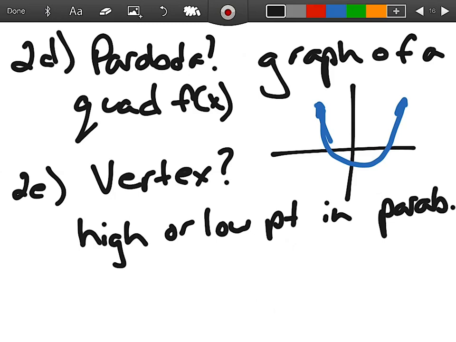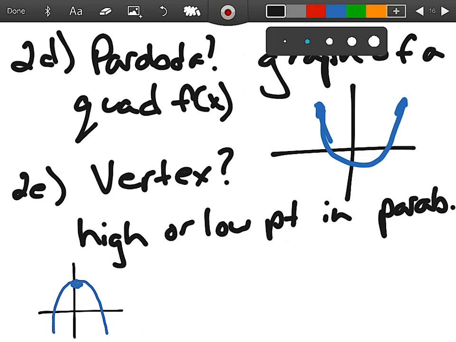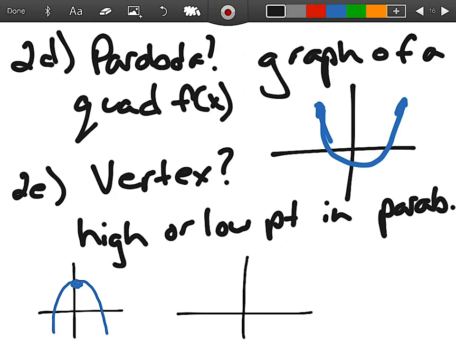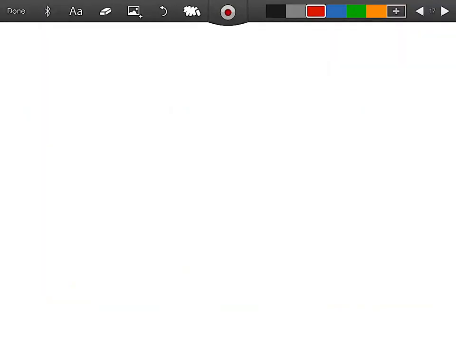So we have parabolas that look like that. Its vertex would be up here. Parabolas that look like this, its vertex would be right there. So the high point is in your blue and the low point is in the red.